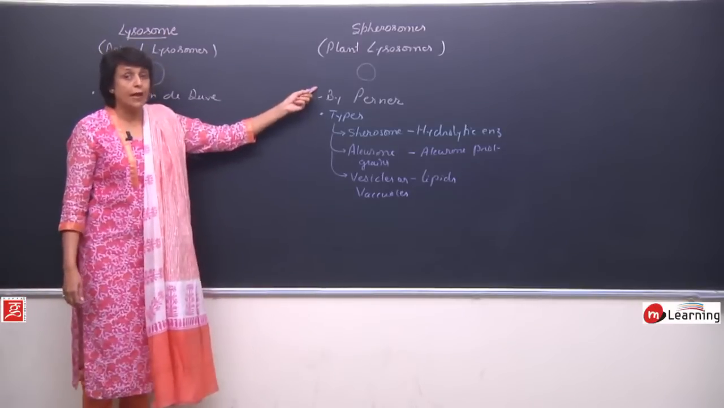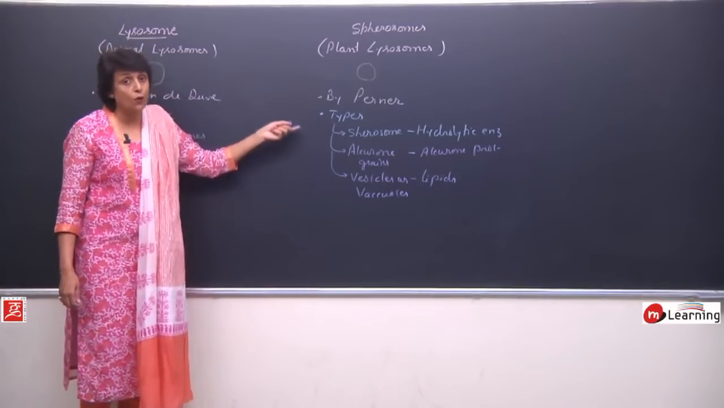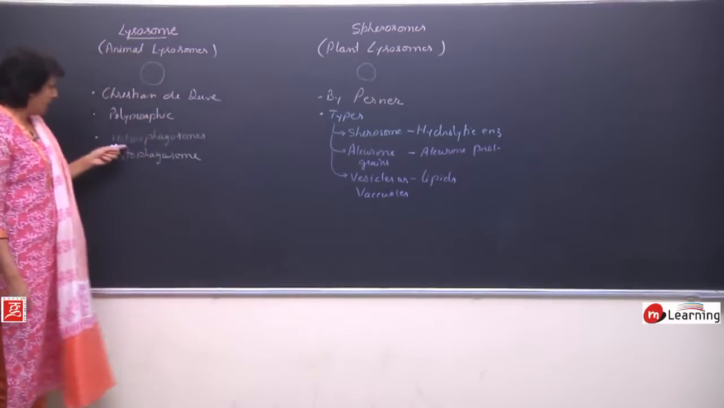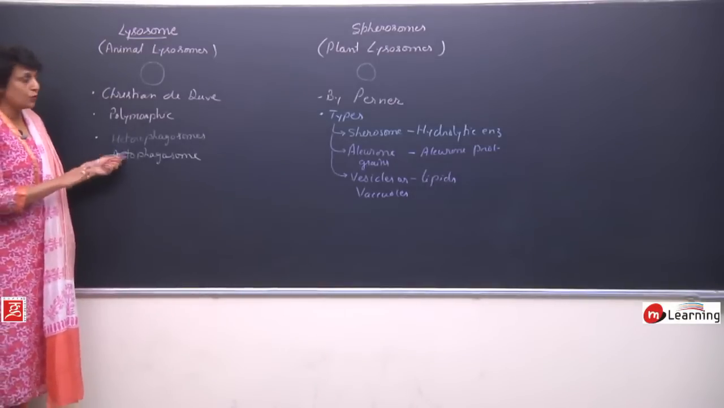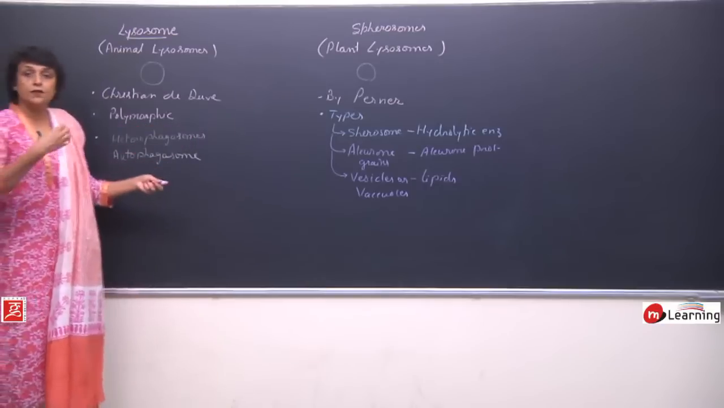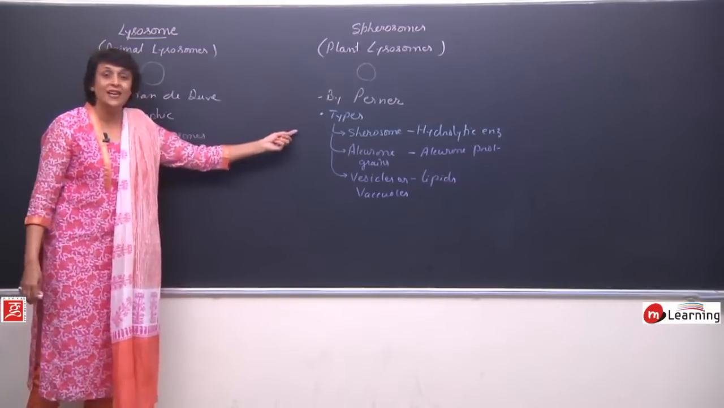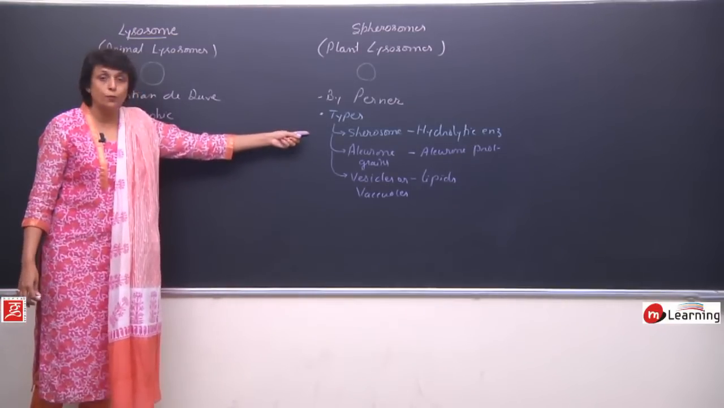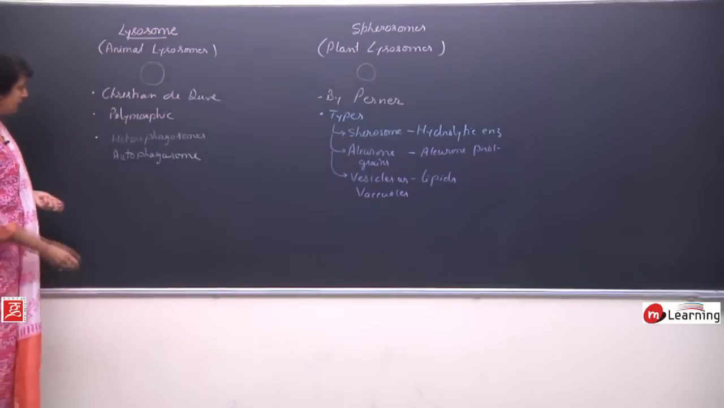In plants, we don't have this condition because they synthesize their own food. So the hetero and autophagosome condition is not there. It is only the reserve food material which they have that needs to be digested, and that is done with the help of the spherosome. We will come to that in a minute again.